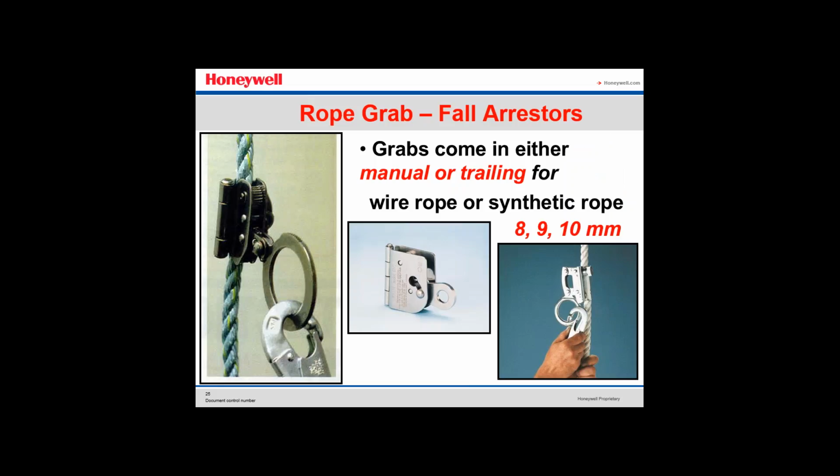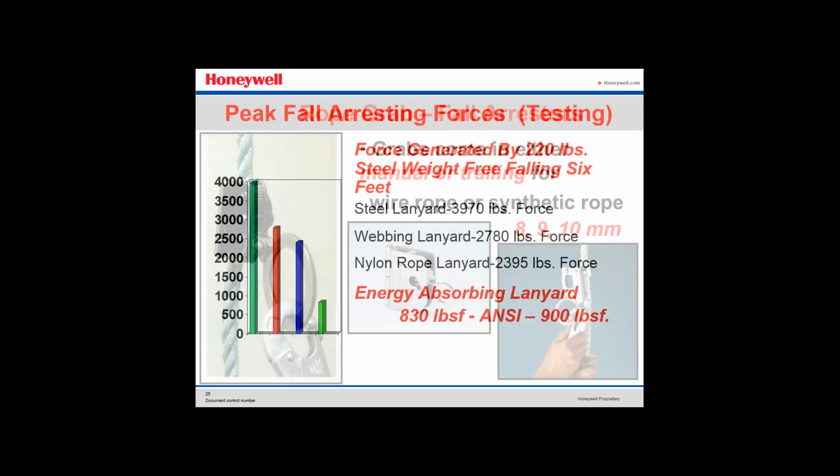Okay, rope grabs or fall arresters. This is a couple examples that I have here. The one on the left-hand side and the one in the middle are both trailing units, and the one on the right-hand side, with the individual snapping their snap hook to it, is a manual unit. Again, for wire rope or synthetic rope. With trailing units, I climb and it trails or follows me. Usually you use a short connection device or a short lanyard when you're using rope grabs if you're going to trail. Again, you don't want it to be too far below your dorsal D-ring.